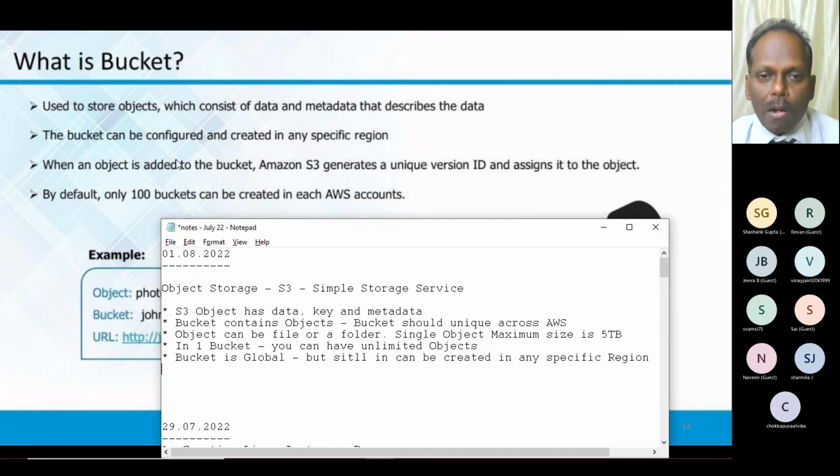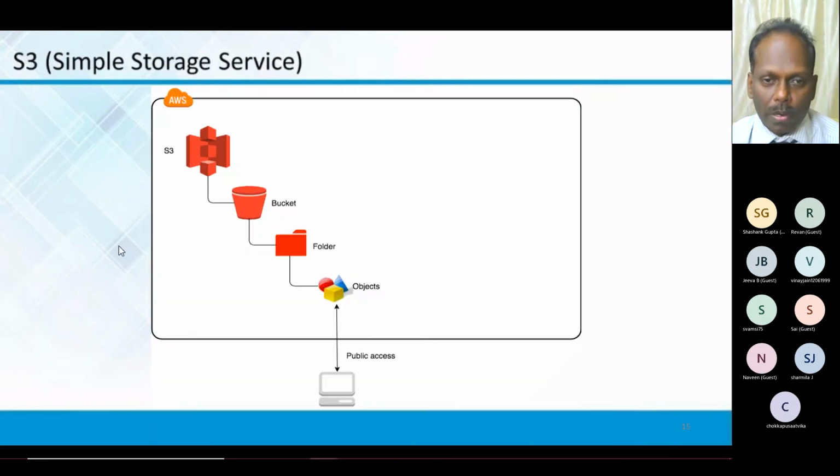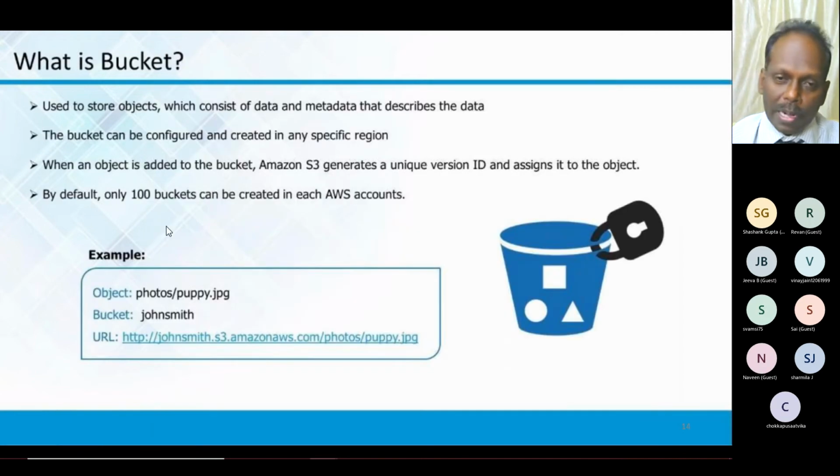By default, only 100 buckets can be created. But even though 100 is the limitation, you can ask for more. There is no maximum limit, but by default 100 is the maximum. Afterwards, you can request more buckets as needed, but it's okay for us. So please understand this one.